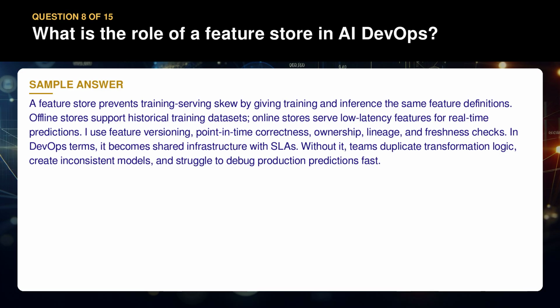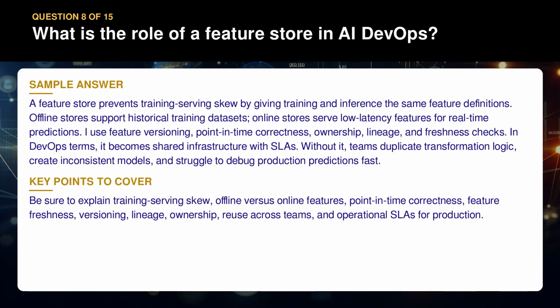I use feature versioning, point-in-time correctness, ownership, lineage, and freshness checks. In DevOps terms, it becomes shared infrastructure with SLAs. Without it, teams duplicate transformation logic, create inconsistent models, and struggle to debug production predictions fast. Be sure to explain training serving skew, offline versus online features, point-in-time correctness, feature freshness, versioning, lineage, ownership, reuse across teams, and operational SLAs for production.